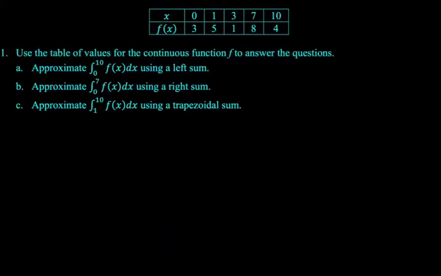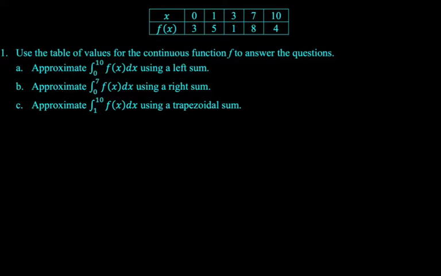All right, use the table of values for the continuous function f to answer the questions. So this is like a new type of problem for the problem sets at least. We're approximating definite integrals using left sums, right sums, and trapezoidal sums, it looks like. All right, so we're going to go 0 to 10 using a left sum.